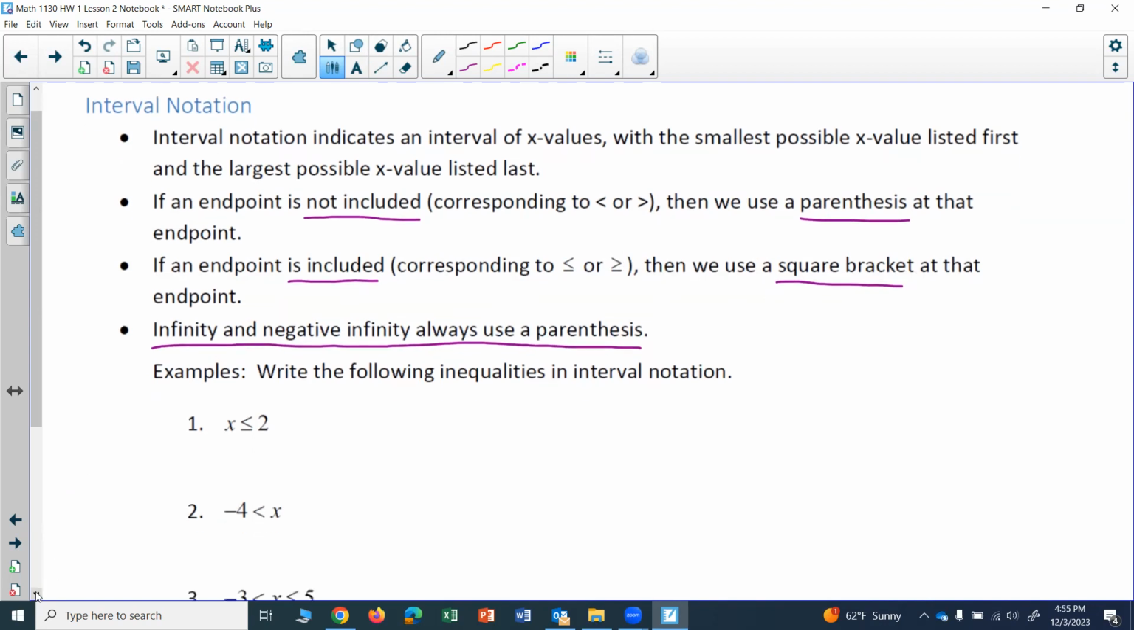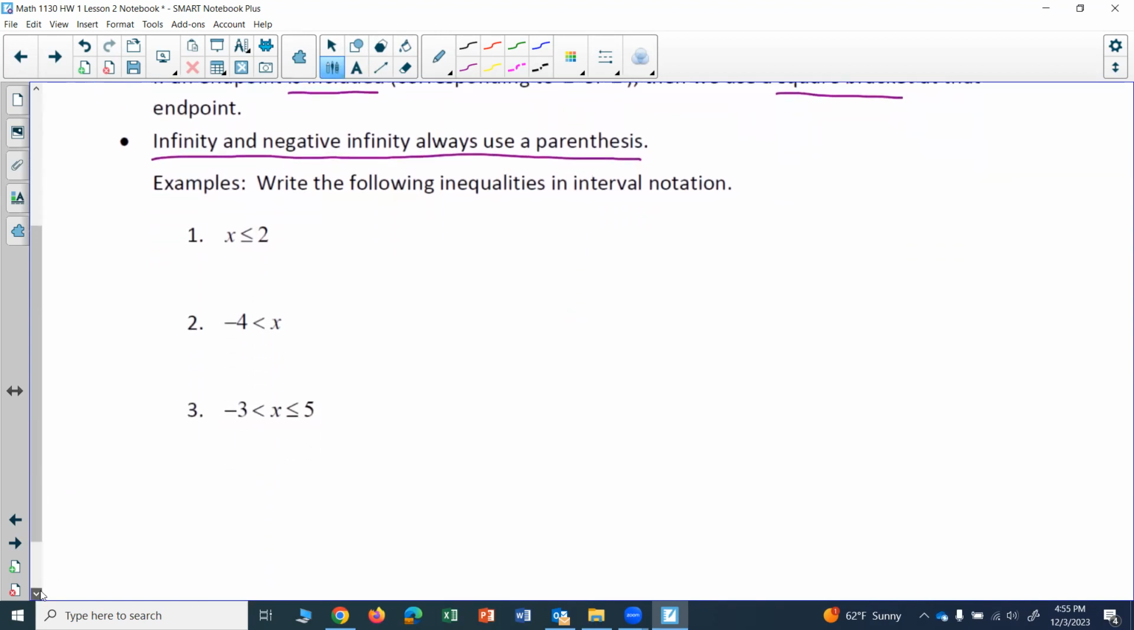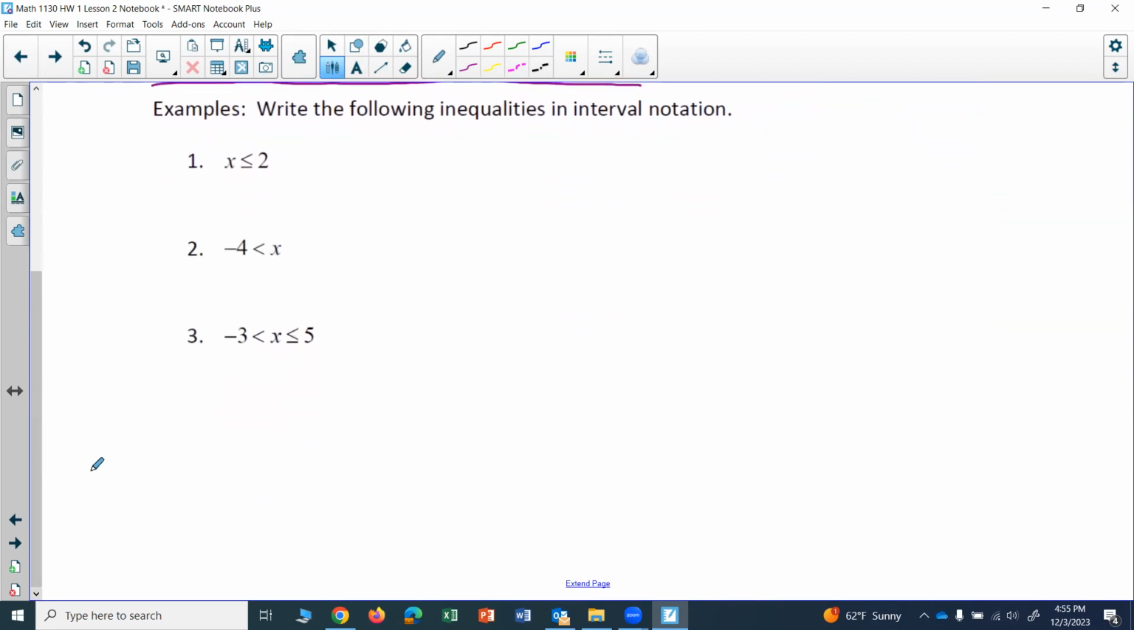So what we want to do is take these inequalities and write them using interval notation. First one is x is less than or equal to 2. So I want to go ahead and think about what that would look like on the number line. So if I was looking at this on the number line, here's 0. To the right of 0, I have 1, 2, 3, 4. To the left of 0, I have -1, -2, -3, -4. And the number line goes on infinitely in both directions.